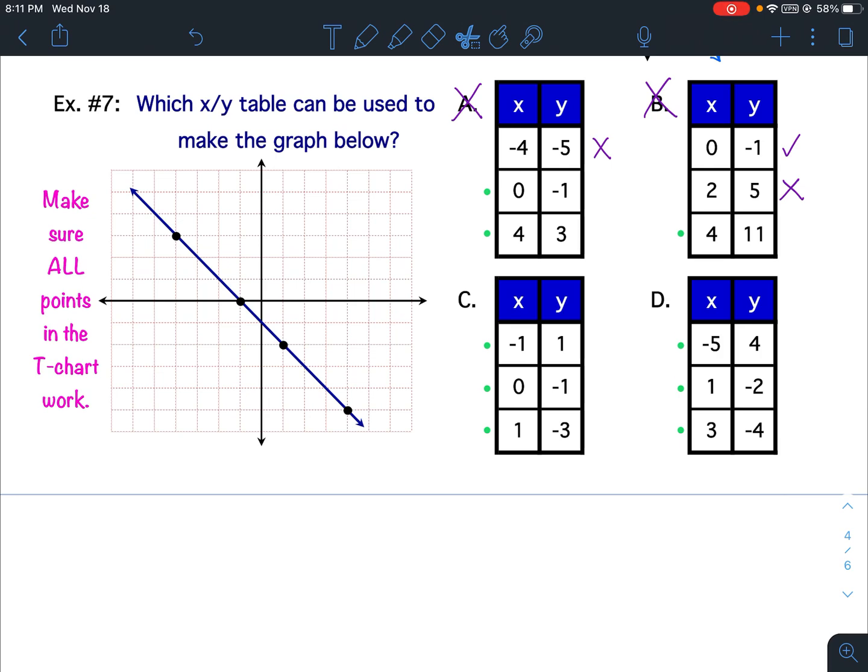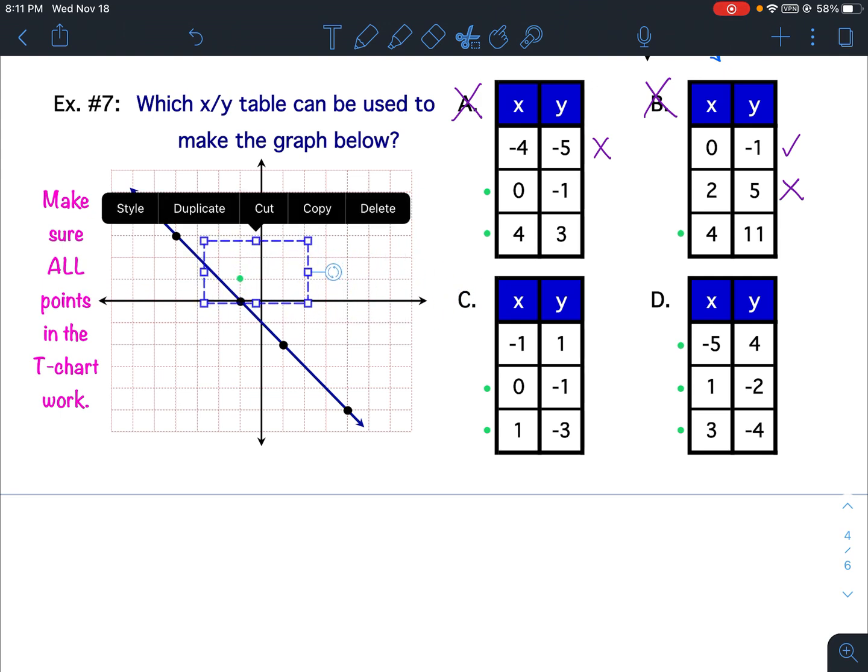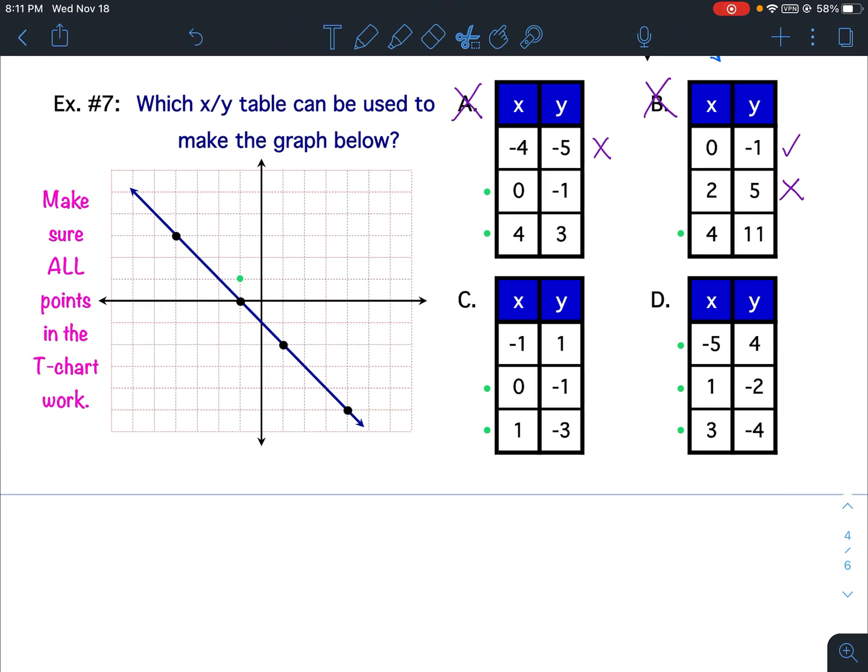So let's go to C now. So I've got -1, 1. Does -1, 1 fall on that line? No, it doesn't. So I can cancel that out.